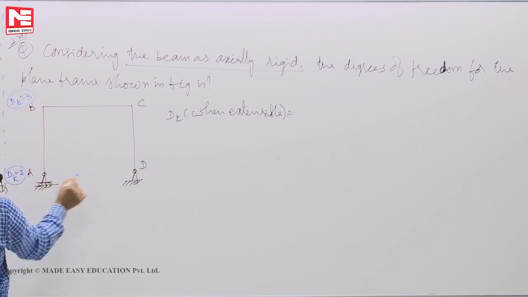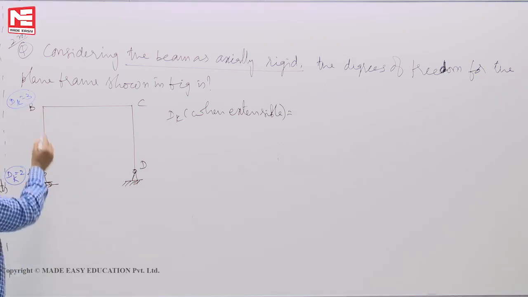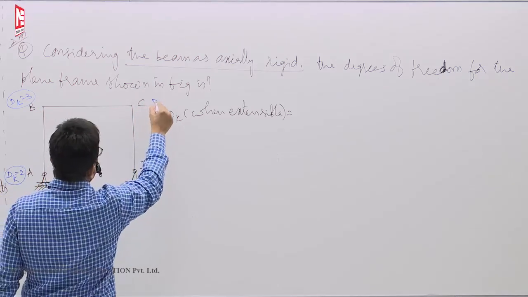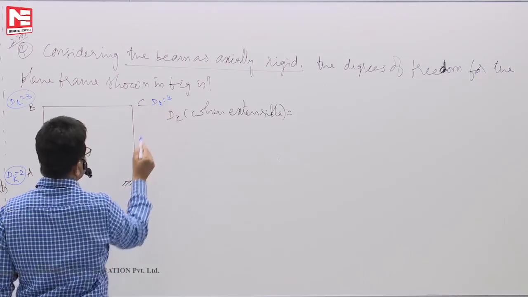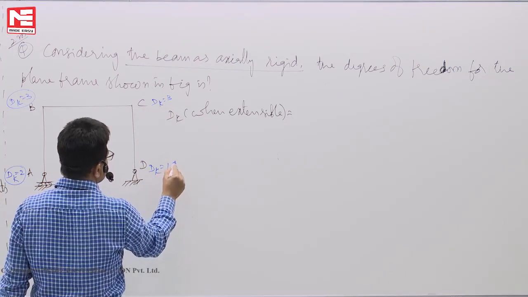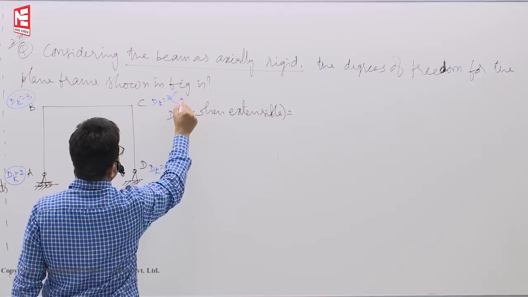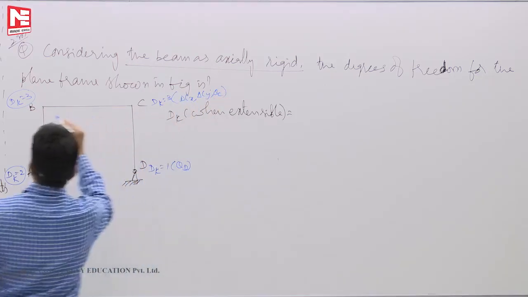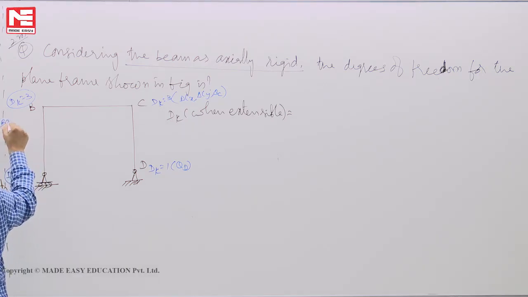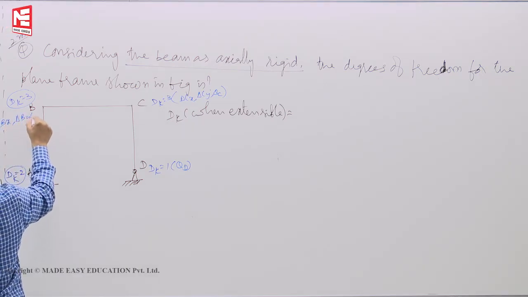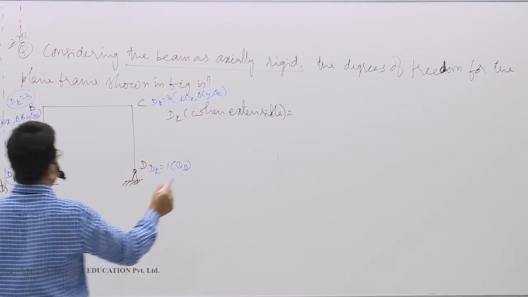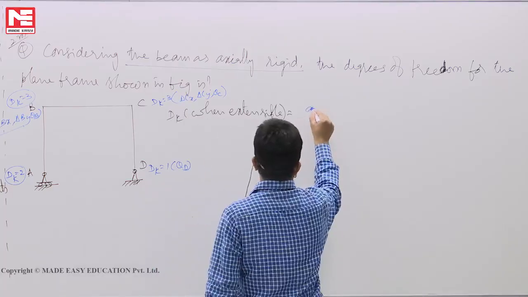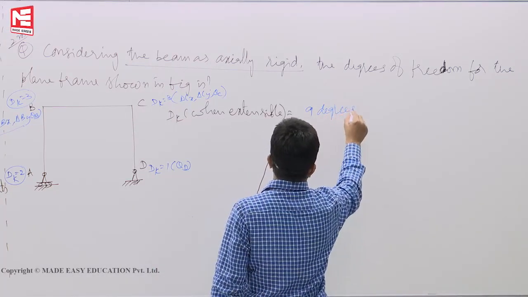Two means what? Delta Ax, theta A. Here what is 3? Delta Bx, delta By, theta B. Here also DK is 3. Here DK is 1. What is that 1? Theta D. Here delta Cx, delta Cy, theta C. Here delta Bx, delta By, theta B. So when extensible, 2 plus 3 is 5, plus 3 is 8, plus 1 is 9 degrees.